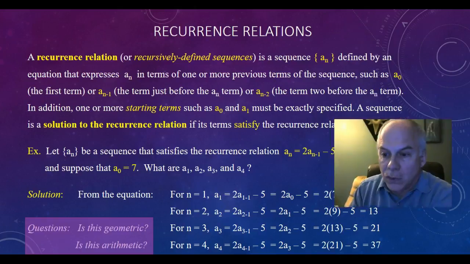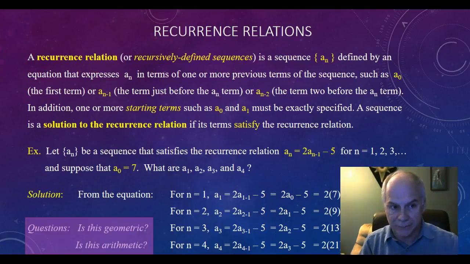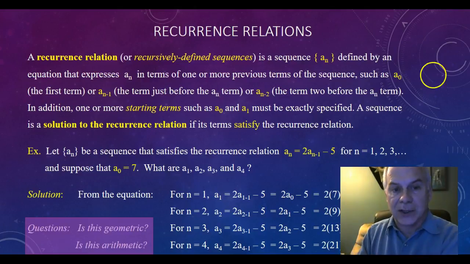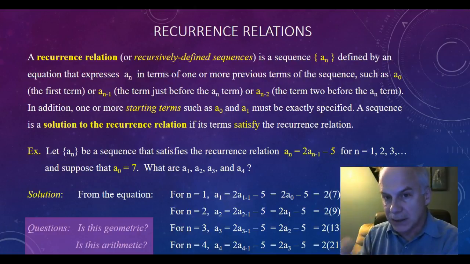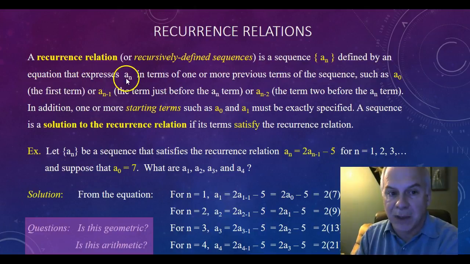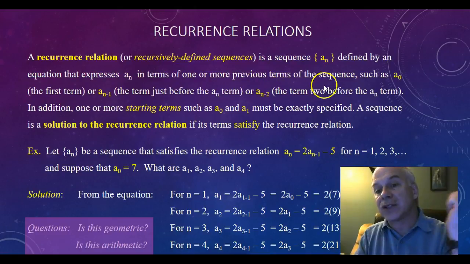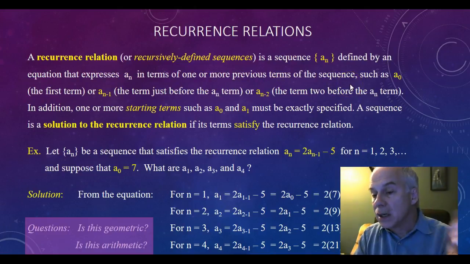Now, recurrence relations are something we use in programming to do things that we couldn't do otherwise, and they relate to sequences such as the ones we've just looked at. A recurrence relation, also called a recursively defined sequence, is a sequence a sub n defined by an equation that expresses a sub n in terms of one or more previous terms of the sequence.